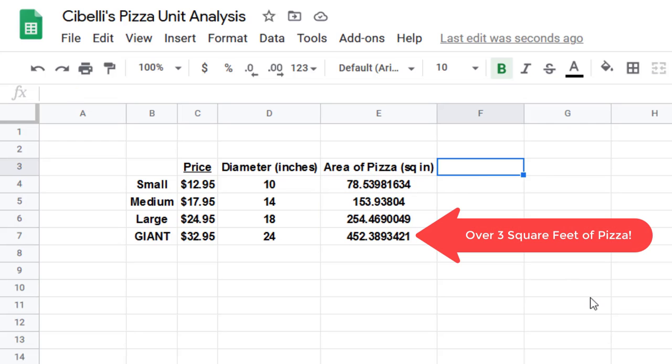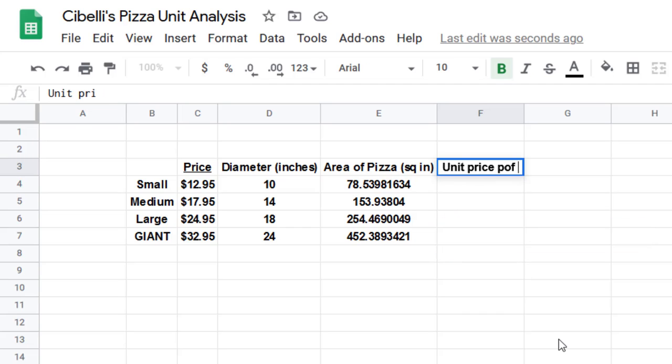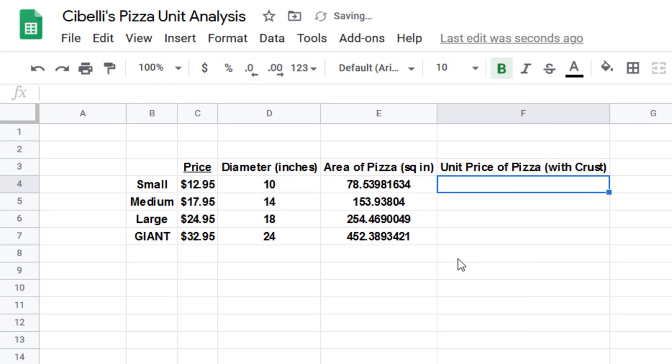So what we're going to do now is the unit price of the pizza. Okay, I'm going to go back and try to spell all this correctly. Unit price of pizza. And I'm going to put with crust because we are including the crusts in this. I just watched the Sabelli's video to try to get some ideas of how big these pizzas are and how big their crusts are. And one of the promotional videos said the best part of the Sabelli's pizza is the crust. Take that, Max.